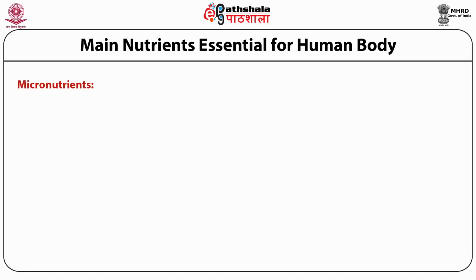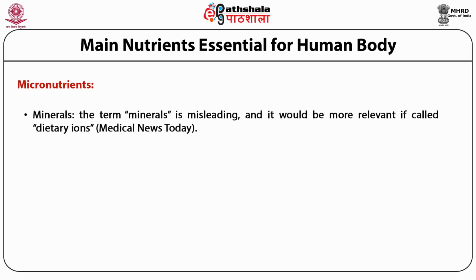Now let's see the micronutrients. These nutrients are required in relatively small quantities throughout a person's life. Minerals. The term mineral is misleading. It would be more relevant if called dietary ions.